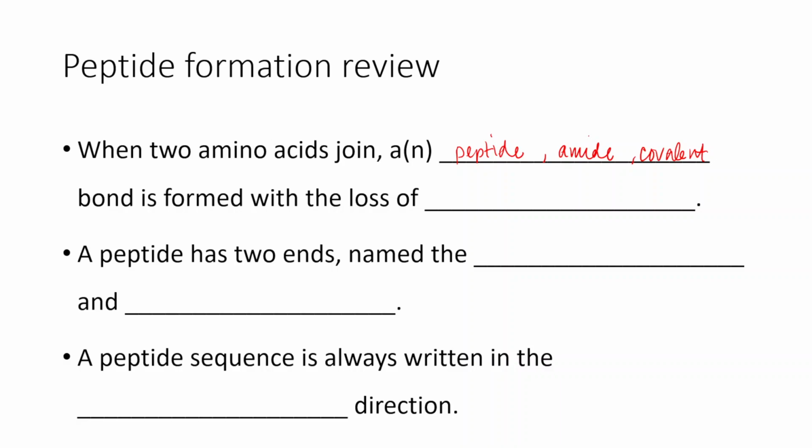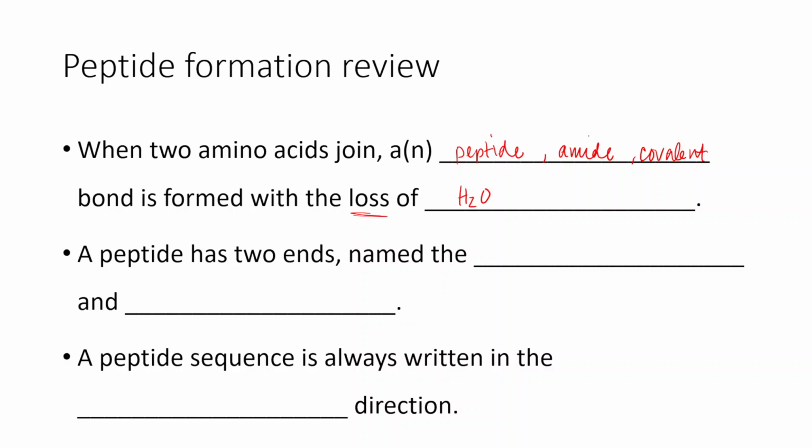So what do we lose when we join together two amino acids to make our covalent bond? Yes, we lose a water. Exactly. Which is also, as we learned, a condensation reaction, right? You could have also said it's a condensation reaction. But I guess that's not a type of bond. It's a reaction.